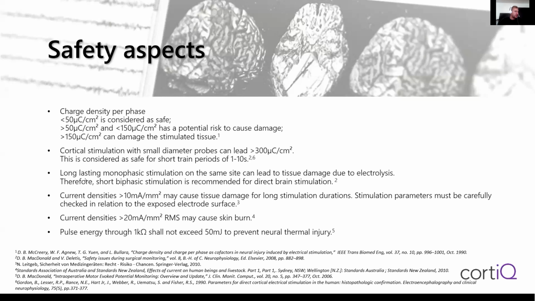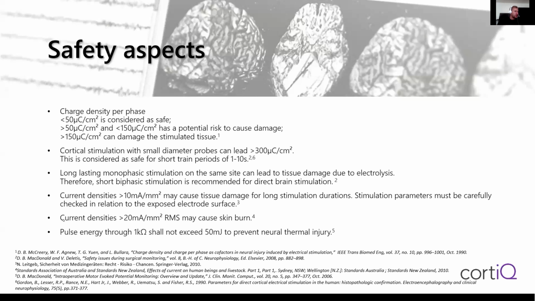Another aspect is, of course, the shape of the stimulation waveform. We are stimulating with biphasic pulses here, so we have a net balance of zero charge. If you do, for example, a very long-lasting monophasic stimulation, only adding up the charge but not returning it, then you can have DC stimulation effects and damage the tissue through electrolysis.